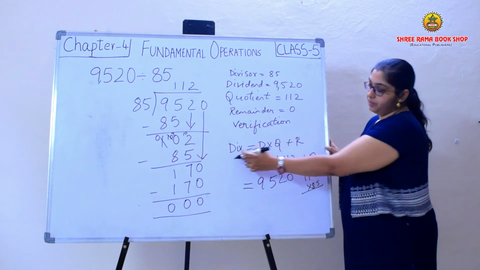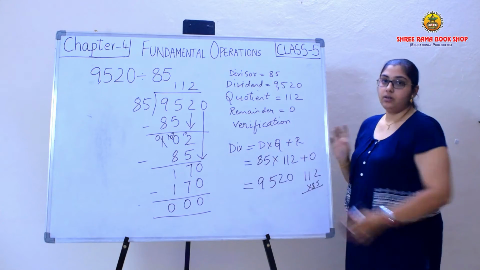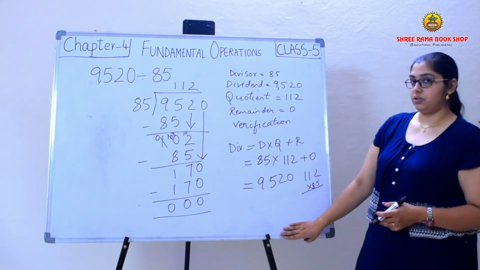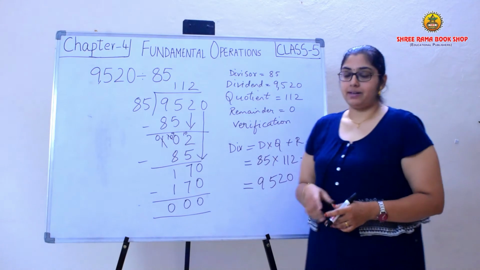So I got the dividend. So my long division and my quotient is correct. So this is how you verify a long division. We will take one more example for your better understanding.